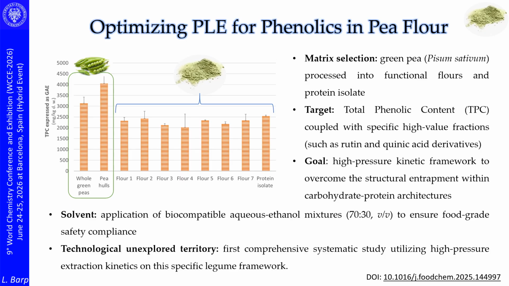Our primary objective was to develop a high-efficient extraction protocol to recover phenolic compounds by using PLE, using a green solvent network composed of an ethanol-water mixture at a 70-to-30 volumetric ratio, overcoming the complex carbohydrate-protein cellular architecture of the pea, which can embed the target compounds.